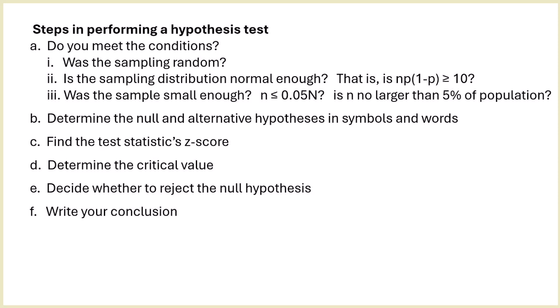Here's the steps we're going to follow. Actually, I should have put B before A. Don't know what I was thinking. So, first of all, we're going to determine the null and alternative hypotheses. That's where we start. Then we check to see if our sample met the conditions. So we got what, 6 steps?